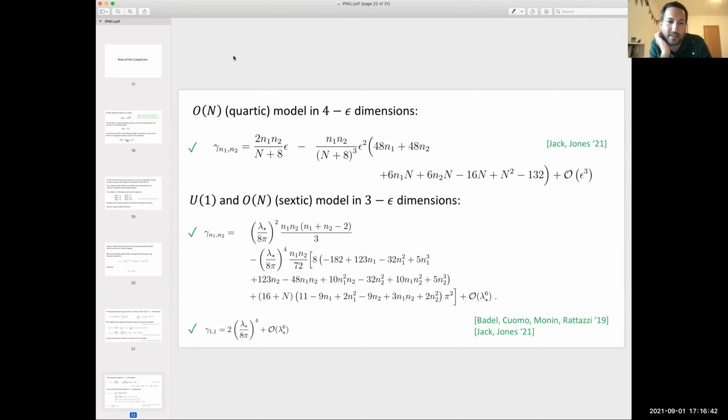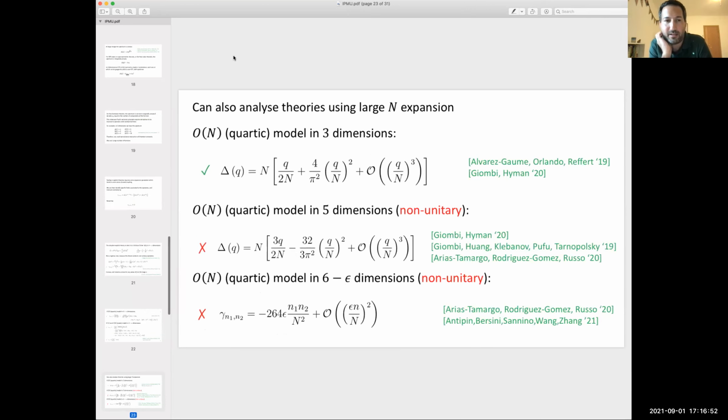And it's also true for the ON models. I think this is the U1 I've given here. Oh no, maybe it's just for the ON actually. So it's generally true. So can we go to the next slide? Okay, so that was using epsilon expansion.